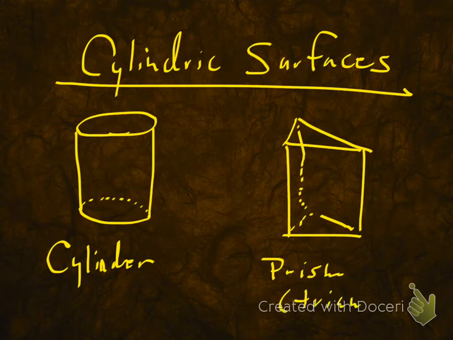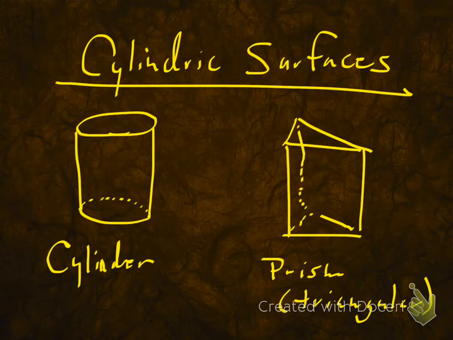We name prisms after their bases. Whatever shape the base is, that's what we call it. If it's a rectangle, it'll be a rectangular prism. If it's a square, it's a square prism. If it's a pentagon, it's a pentagonal prism, and so on. And the reason that prisms are called cylindric is because, except for the fact that they're not round, it's the same basic idea. You start with a shape, and you lift it into the air to another parallel plane.